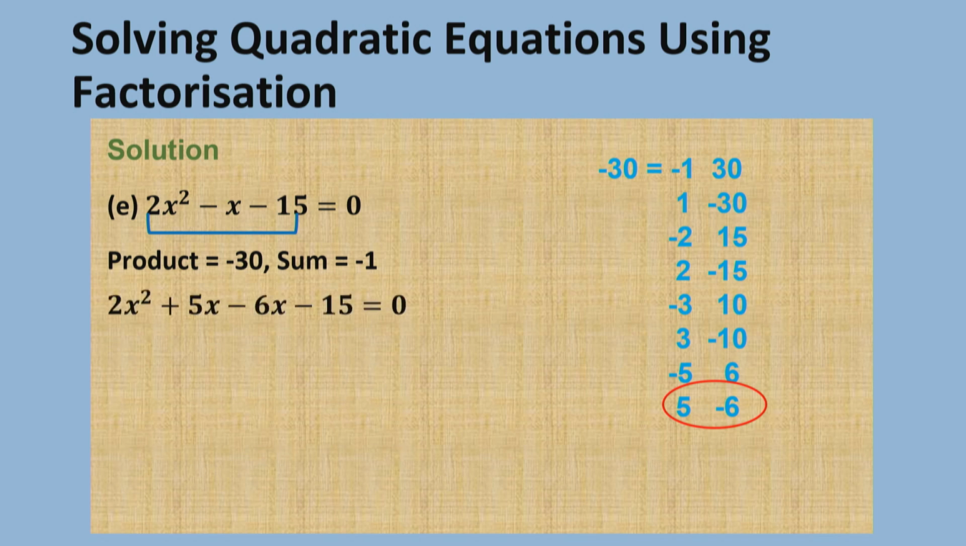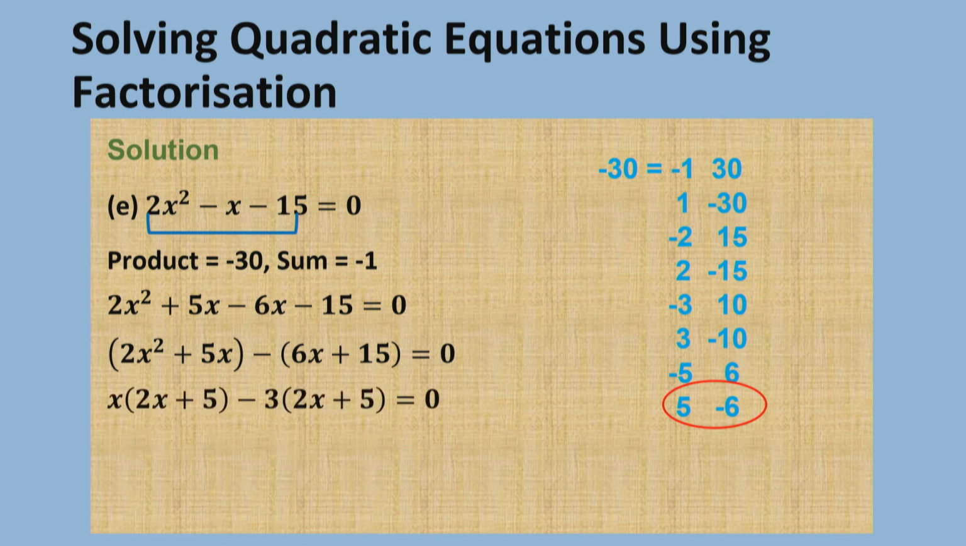Right. So we are going to rewrite the minus x here with 5x minus 6x. So that will be 2x squared plus 5x minus bracket 6x plus 15. Right, and then what do we do? Well, you're going to factorize. So that's x into 2x plus 5 minus 3 into 2x plus 5.